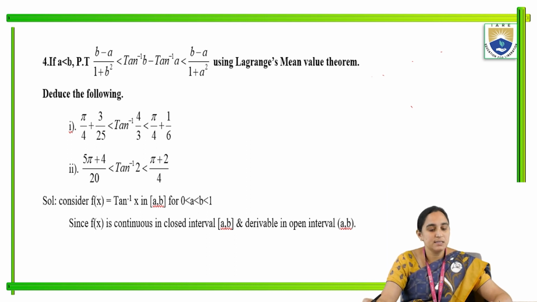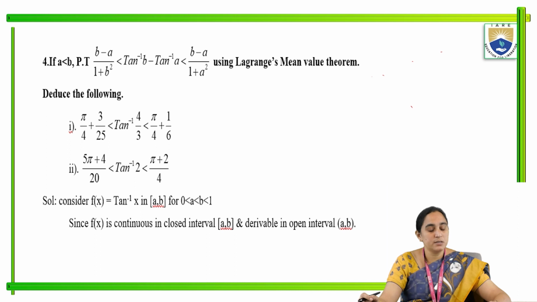If a less than b, prove that b minus a by 1 plus b square less than tan inverse b minus tan inverse a less than b minus a by 1 plus a square using Lagrange's mean value theorem. Okay, here what we have to prove? Here they are given one condition. We have to prove that by using Lagrange's mean value theorem. Then from that deduce the following.